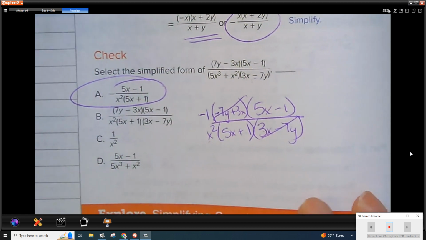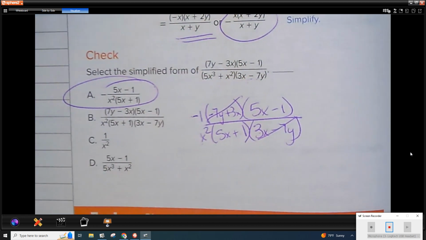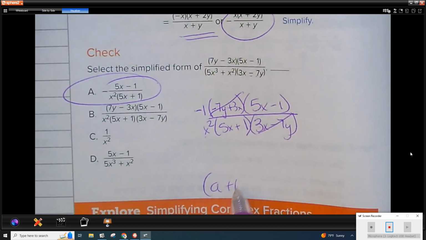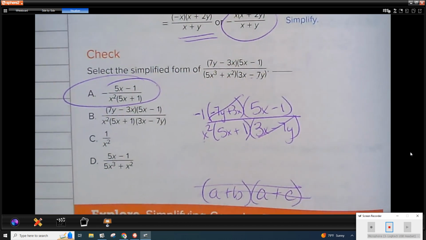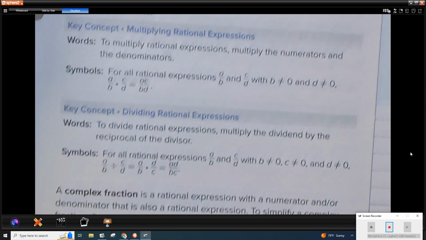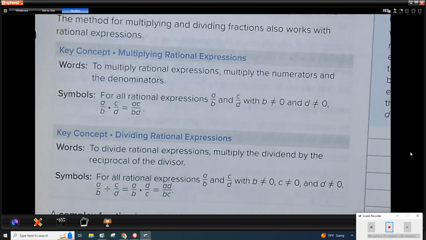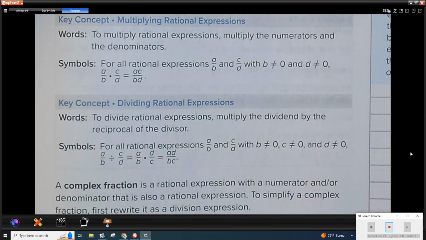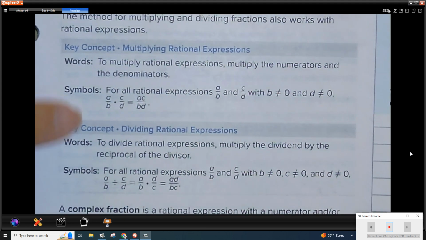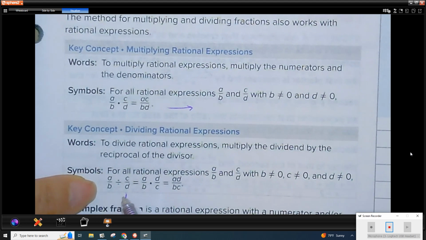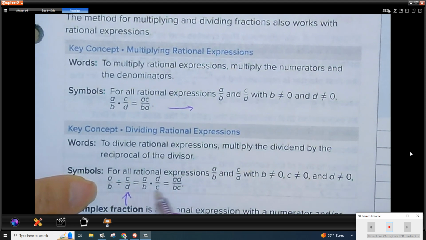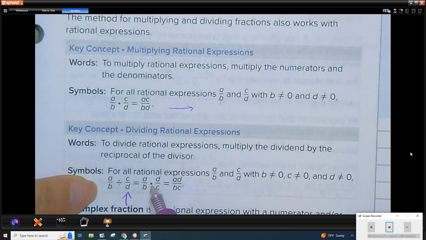Now, most of these are either quadratic or you have factors that are a plus b, a plus c, something like that. What we are going on now to do are expressions. Expressions are just looking for the same base and then you could divide. Now remember, when we multiply, you multiply straight across. So A times C, B times D. But when you divide, you flip the second one, not the first one, the second one, and you change it to multiplication. Then when you're changed to multiplication, you could go straight across, AD and BC.